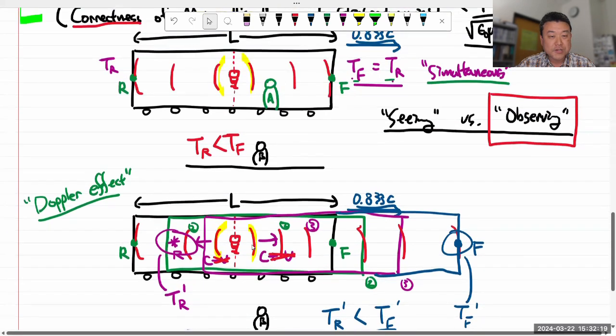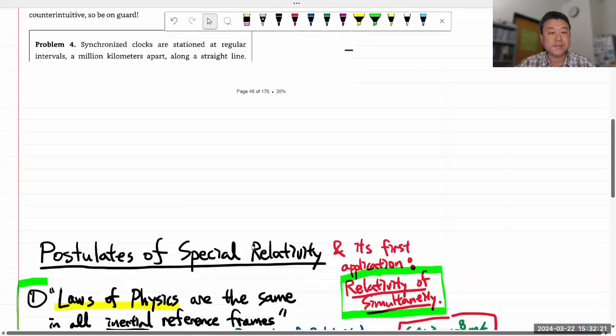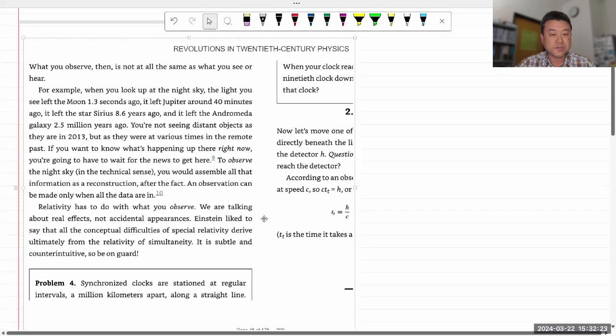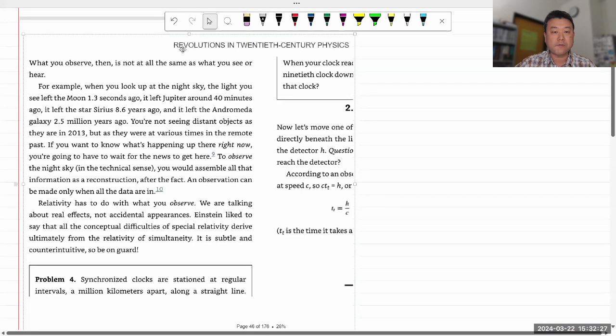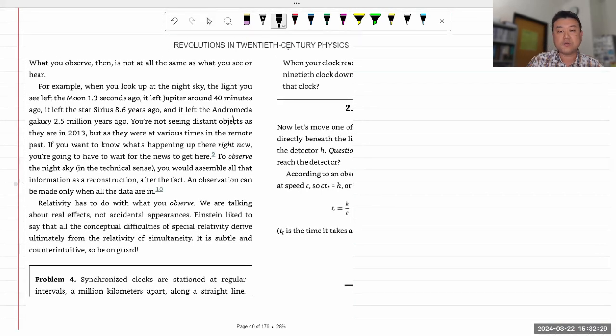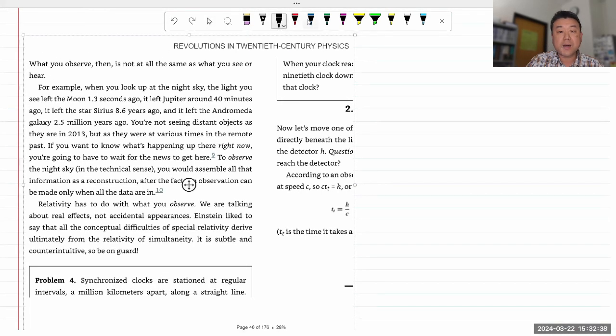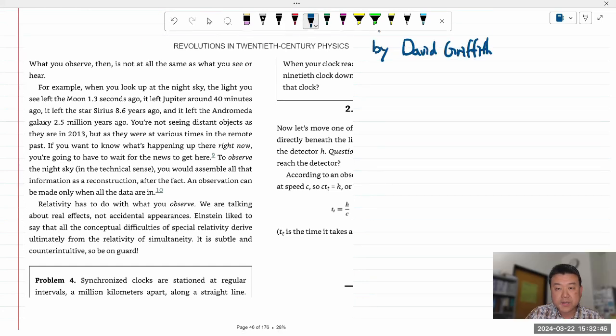I brought a screenshot here so that I can refer to it in this lecture. This is a screenshot from a digital version of a textbook called Revolutions in 20th Century Physics by a really popular upper division textbook author, David Griffiths. This particular textbook is actually not written for upper division content. It's written as physics for humanities majors.